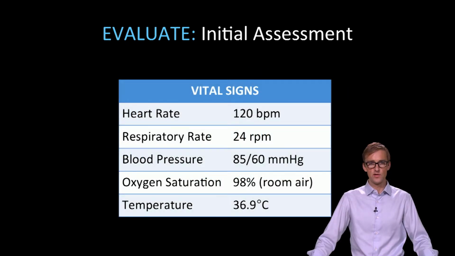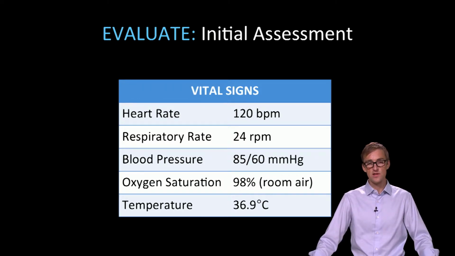The second component to the initial assessment is assessing the vital signs. So it's essential for all patients to obtain a full set of vital signs, including the heart rate, respiratory rate, blood pressure, oxygen saturation, and the temperature. So for him, we note his heart rate is elevated at 120 beats per minute. His respiratory rate is also slightly elevated at 24 breaths per minute.